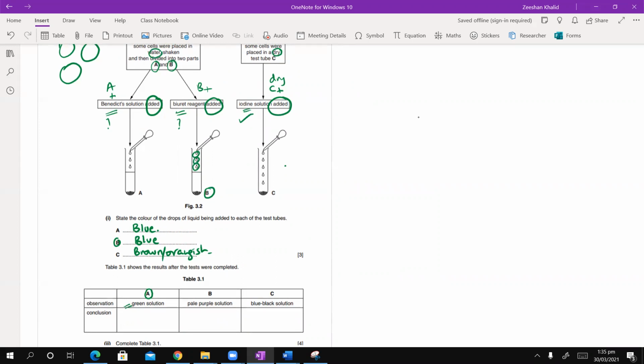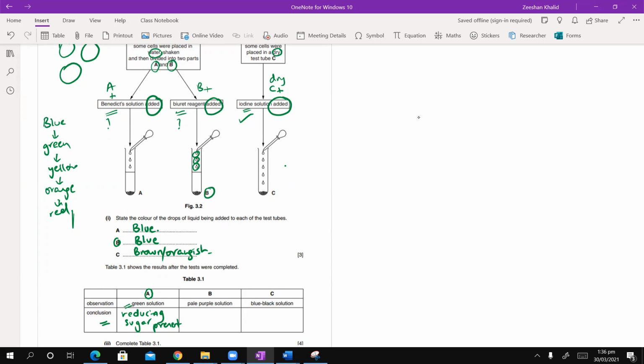What can we conclude from this observation? What do you think? It is slight reducing sugars, because green is the second color. So we can say reducing sugar is present, because the color changed. See, blue to green to yellow, then what was next? Orange and red, and then brick red. Yes, red and brick red, one and the same thing.